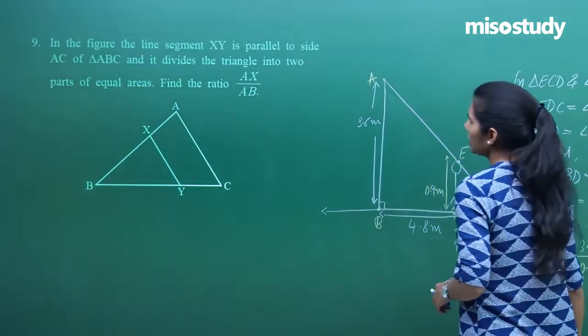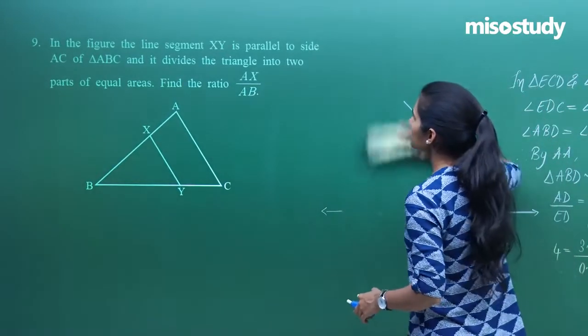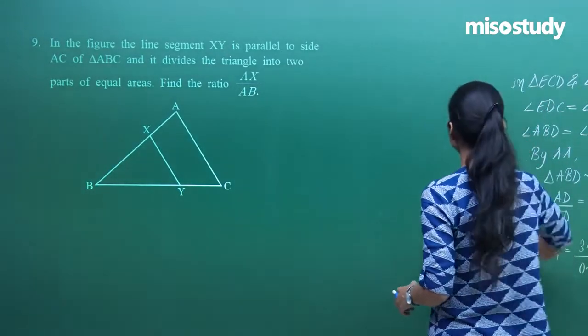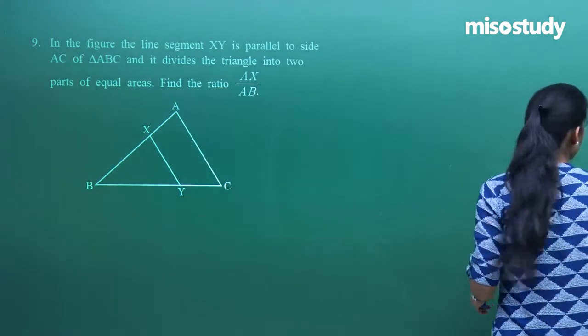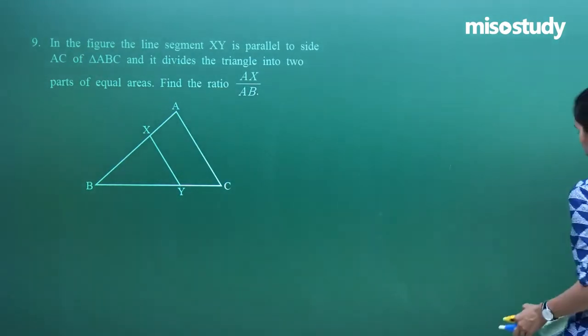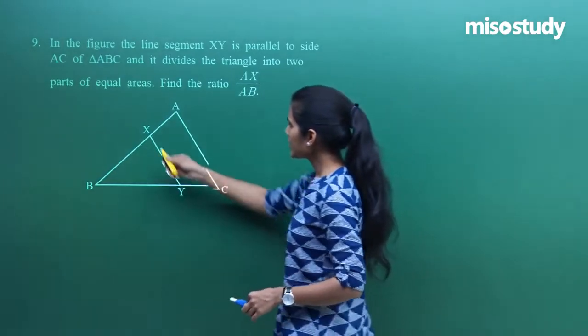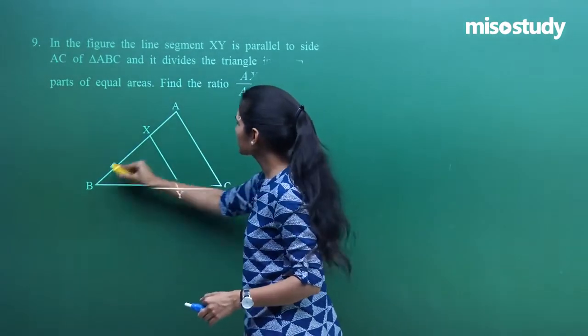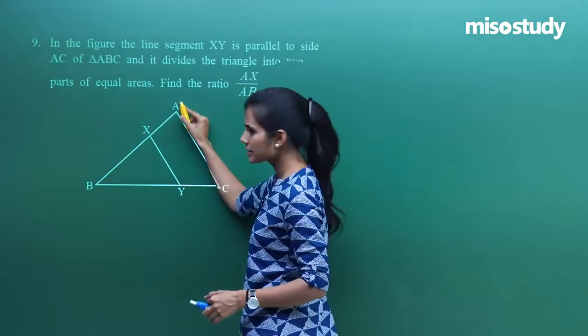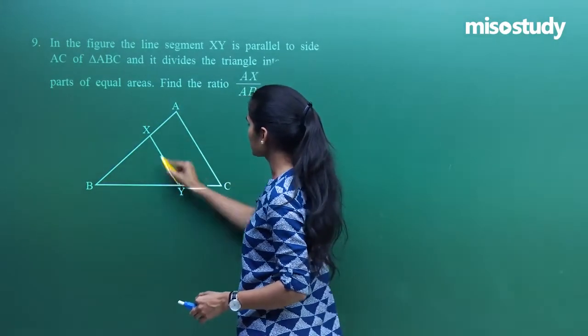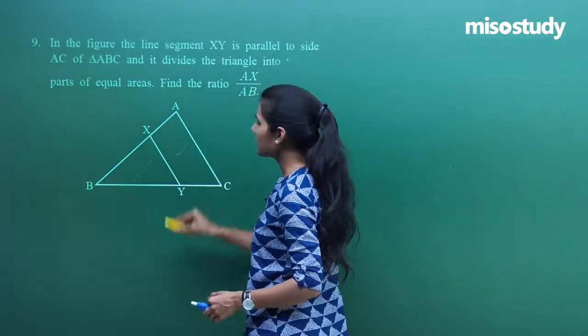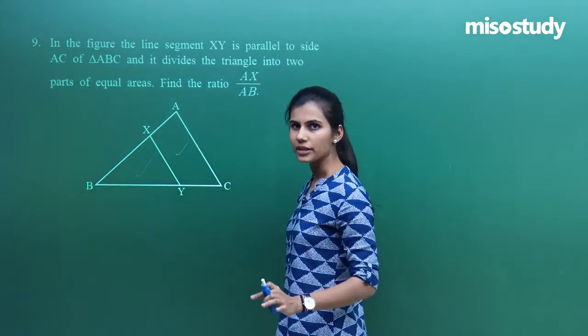Moving to the next question we have. In this figure, the line segment XY is parallel to the side AC of triangle ABC and divides the bigger triangle into two parts of equal areas. Right now you can see this XY line is dividing this complete bigger triangle into two parts. One is triangle XBY and another is this quadrilateral AXYC. Both this and this have equal areas. That's what is written in the question.